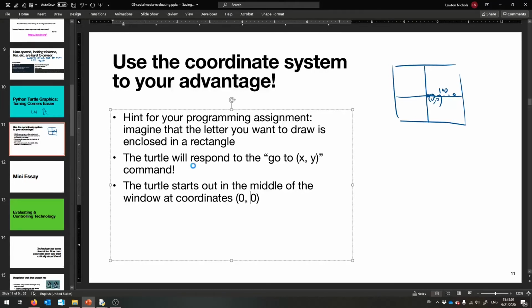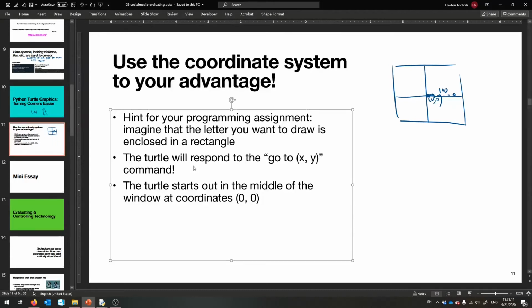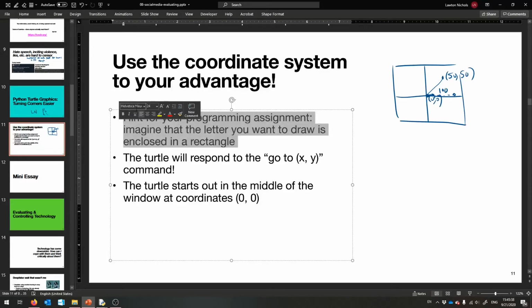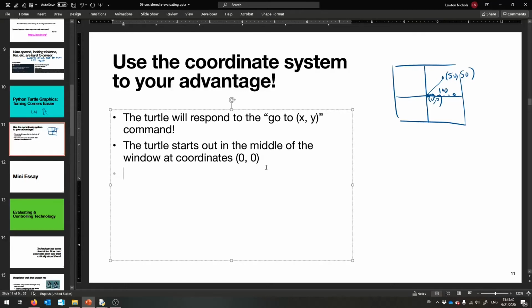And remember, he starts out with his tail down. So that means if you just move him, like, hey turtle, go to, I don't know, like 50, 50, he will immediately draw a line straight to 50, 50. You didn't have to calculate what angle that was at, how long it needed to be, all that. That was done for you.